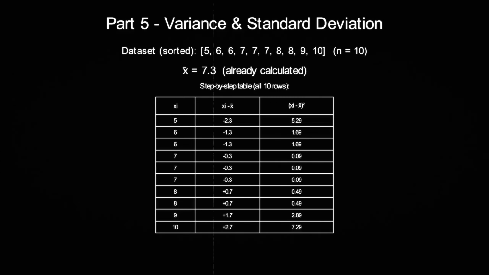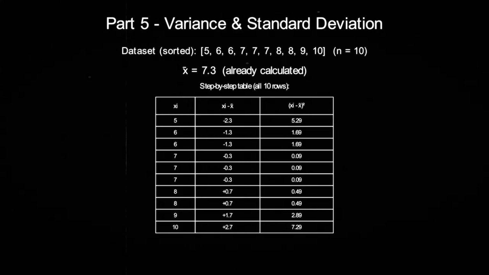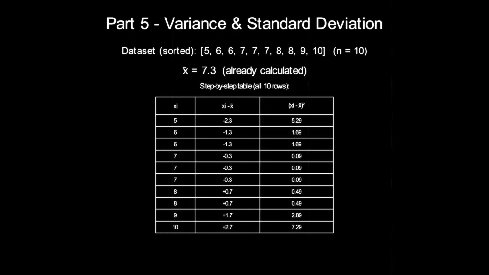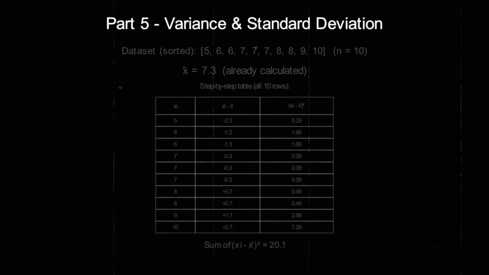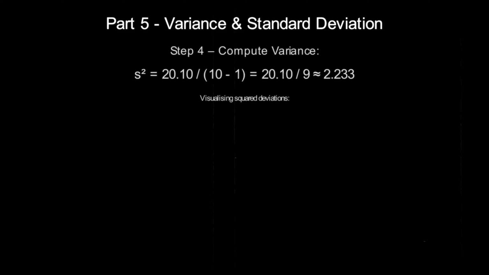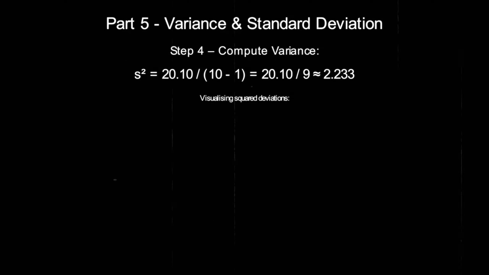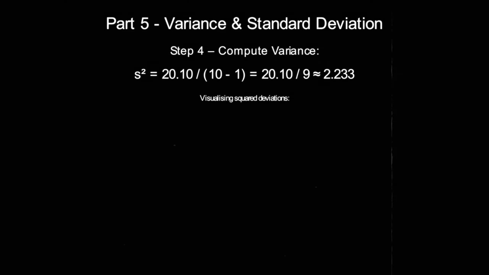After calculating all deviations, we add up the squared column. The sum of all squared deviations is 20.10. Now step 4, computing variance. We take that sum, 20.10, and divide by n minus 1, which is 9. This gives us approximately 2.233.